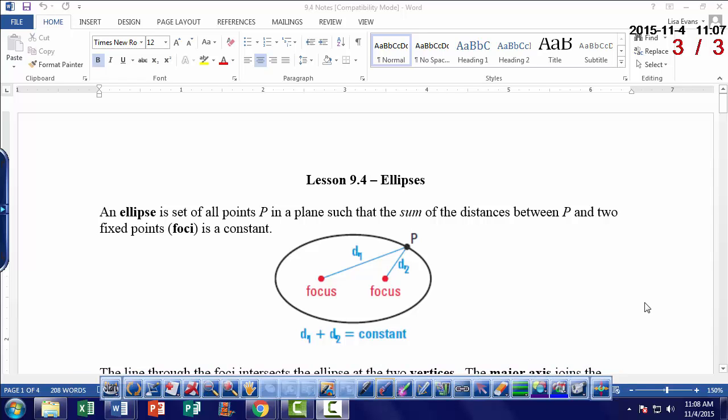Hello, today we're doing lesson 9.4, ellipses. An ellipse is a set of all points P in a plane such that the sum of the distances between P and two fixed points, called the foci, is a constant.